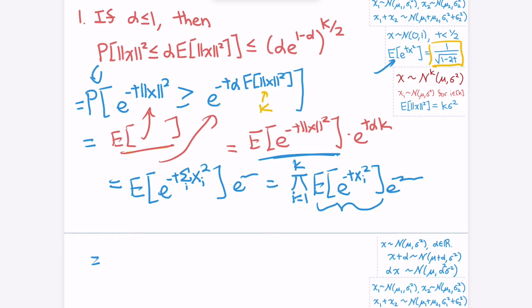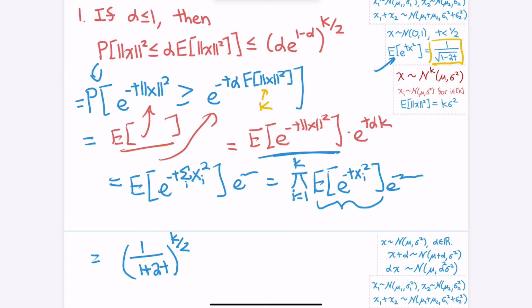So you're going to get like 1 over square root 1... Okay, but we're applying it to negative t, where t is something bigger than 0. So you'll get 1 plus 2t raised to the k power. Or it might be a little more convenient to remove the square root and write raised to the k over 2. So the over 2 is doing the square root for us. Times e to the t alpha k.